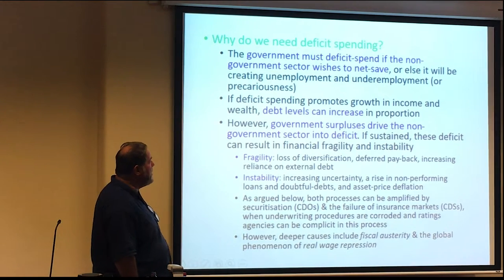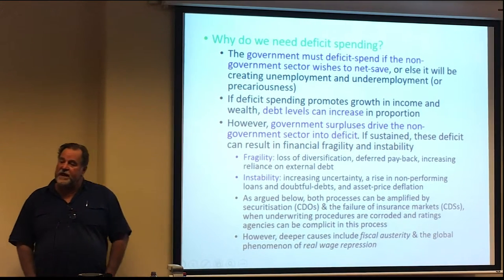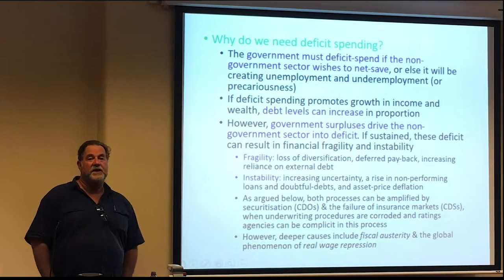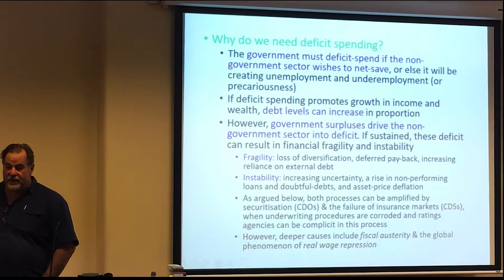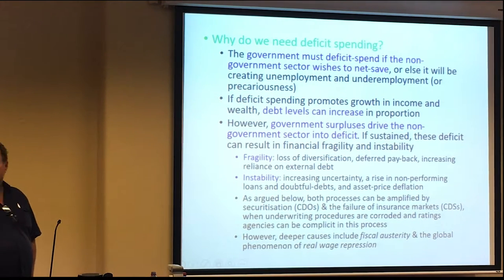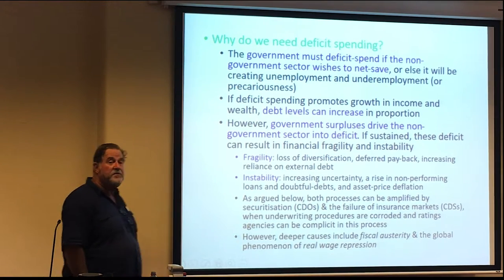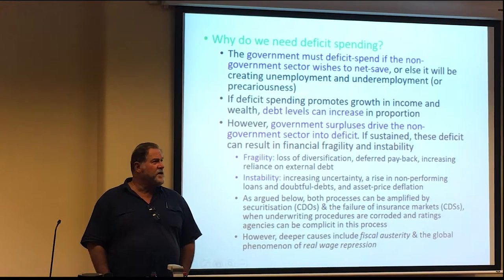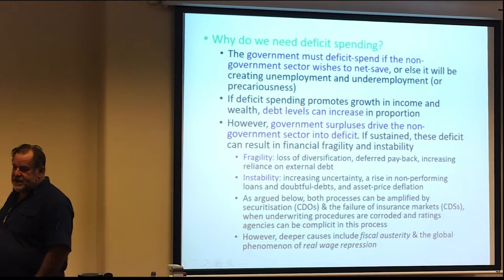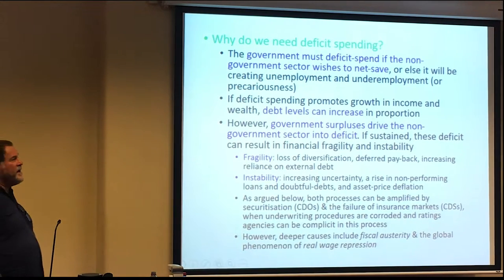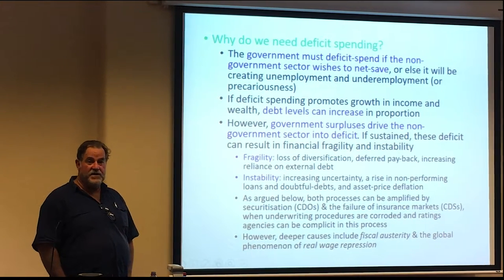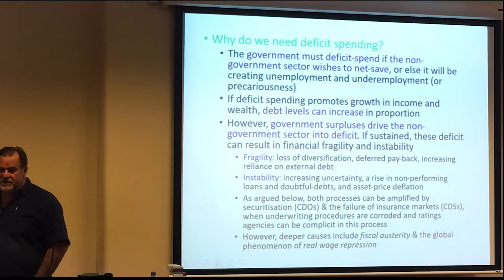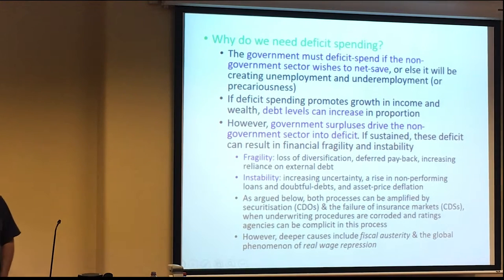Okay. So why then do we need government spending or deficit spending in this context? Well, the way MMT expresses it is that governments have to deficit spend if everyone else, the non-government sector, wishes to net save. Otherwise, it will be creating unemployment and underemployment, but also precariousness in the labour market, casual and part-time employment. So turns of phrase like this highlight the fact that unemployment is a policy choice. If we have unemployment, it's because the government has reneged on its responsibilities to provide sufficient effective demand.